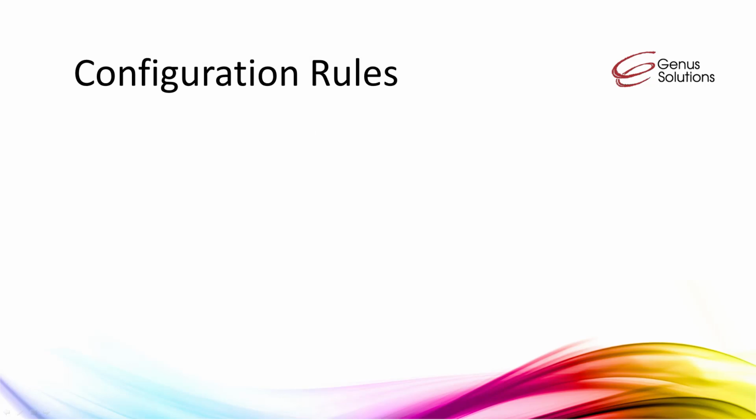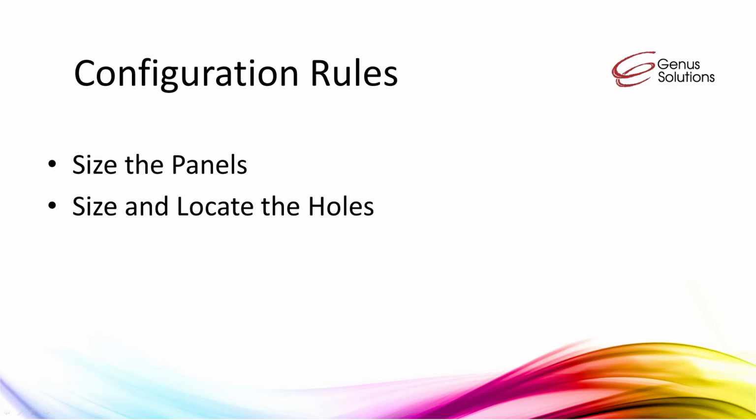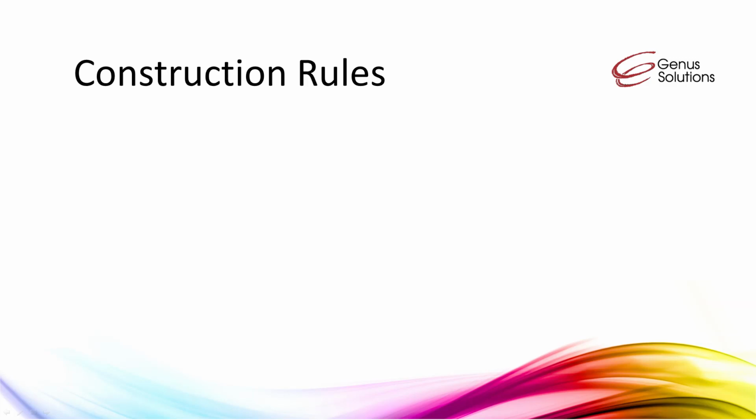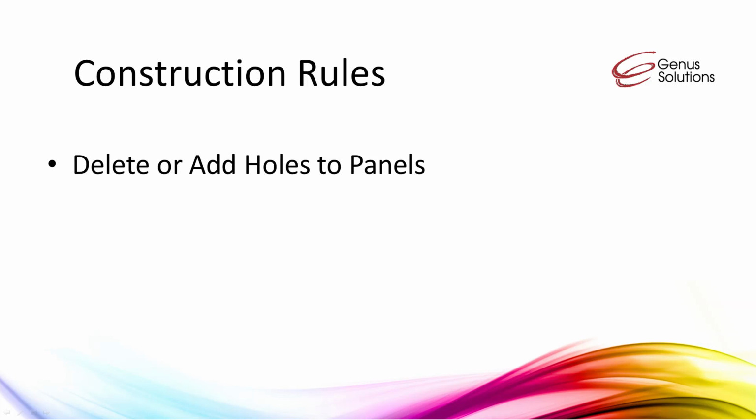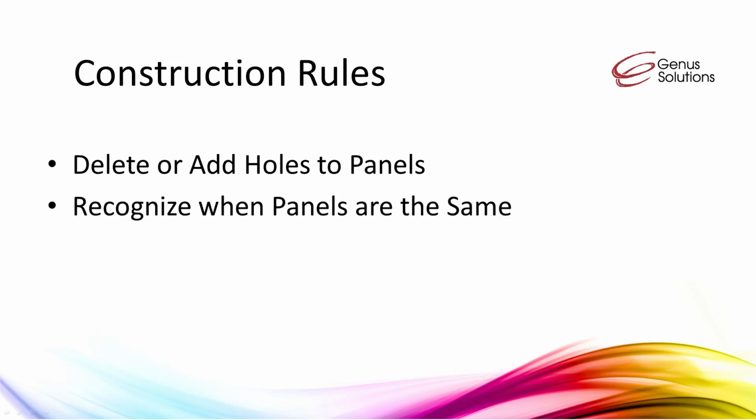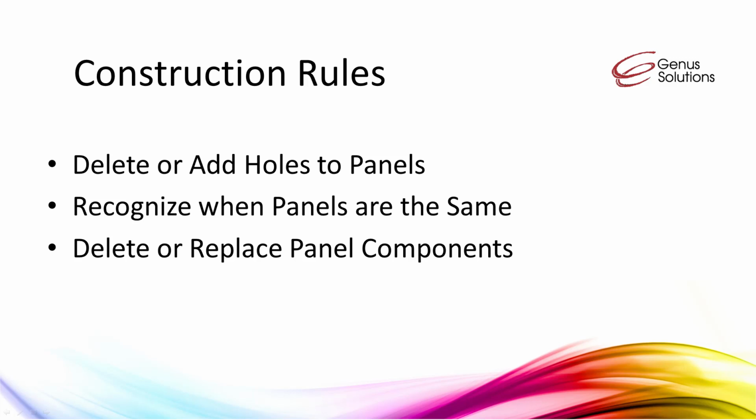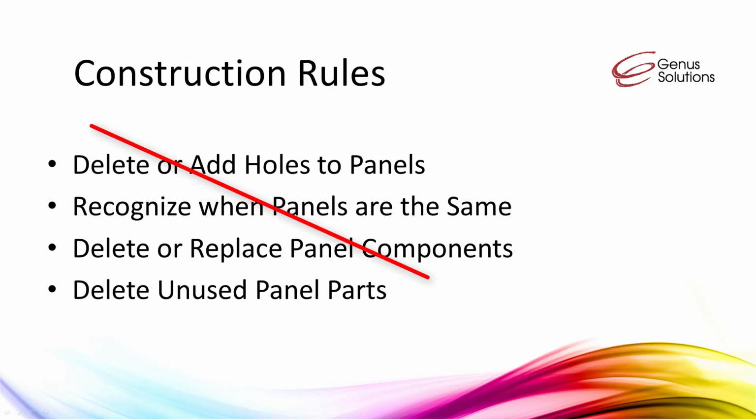Rules must now be written to reconfigure the chosen master assembly. The simplest rules to write are those that size every panel and size and locate every hole on the appropriate panel. In addition, rules must be written to delete or add holes in each panel part, to recognize when 2 or more panels are the same, to delete or replace panel components in the assembly, and to delete unused panel parts. These additional rules are both application-specific and procedural, which makes them very difficult to write. Fortunately, they are also completely unnecessary.